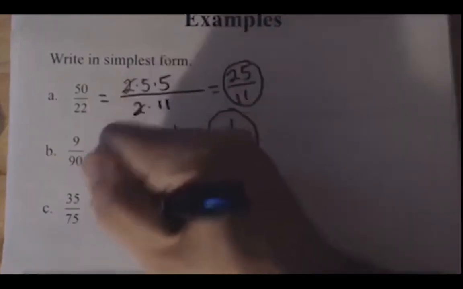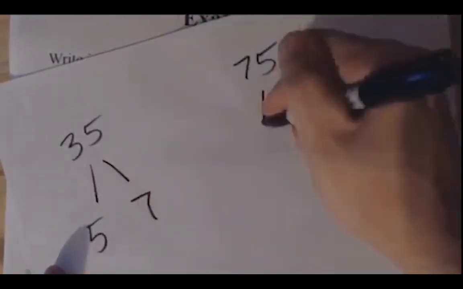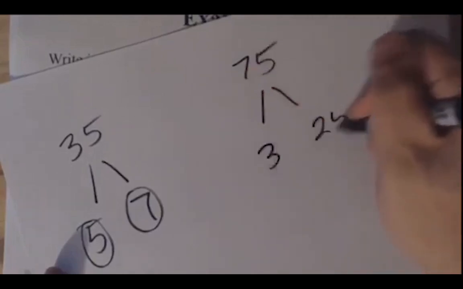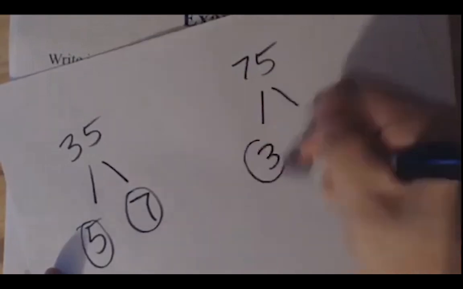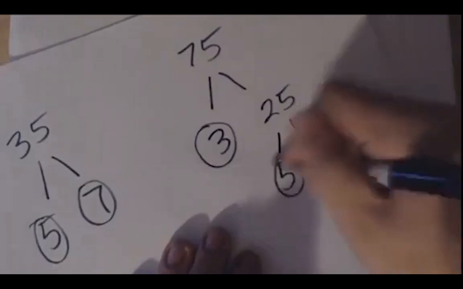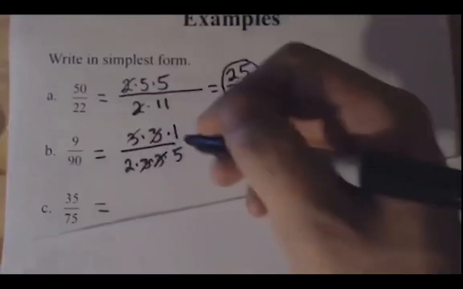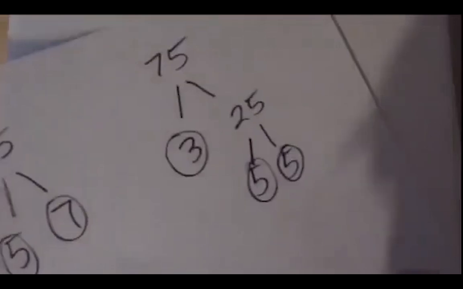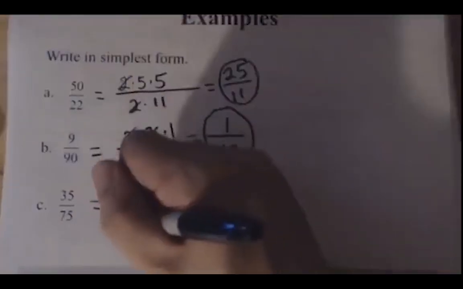Next, 35 over 75. So we need a factor tree for 35, a factor tree for 75. 35 is 5 times 7, both prime. 75 is 3 times 25. 25 is 5 times 5. So this is 5 times 7 over 3 times 5 times 5.